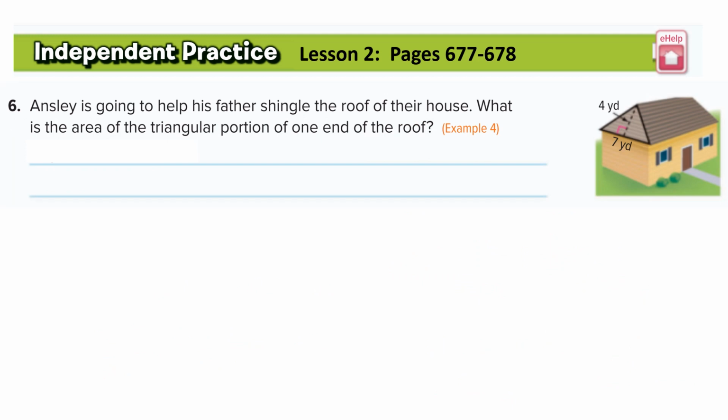Question number 6. Ainsley is going to help his father shingle the roof of their house. What is the area of the triangular portion of one end of the roof? So we have a little drawing here, a little model, and it is a roof. I see that they provided me with a base, which is 7, and the height is going to be 4. So let me get my formula.